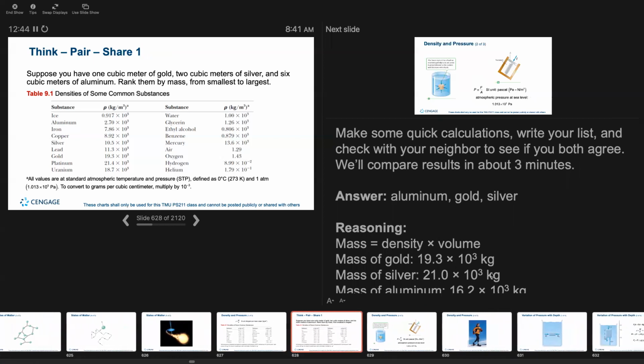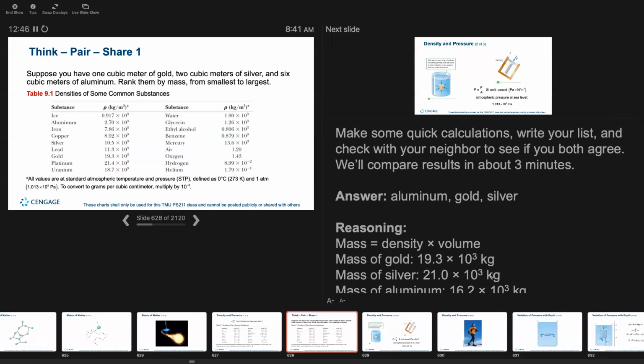So let's make some quick calculations. Write your list and we can think about this here. Suppose you have 1 cubic meter of gold, 2 cubic meters of silver, and 6 cubic meters of aluminum. We want to rank them by mass from smallest to largest. And so the answer is aluminum, and then gold, and then silver.